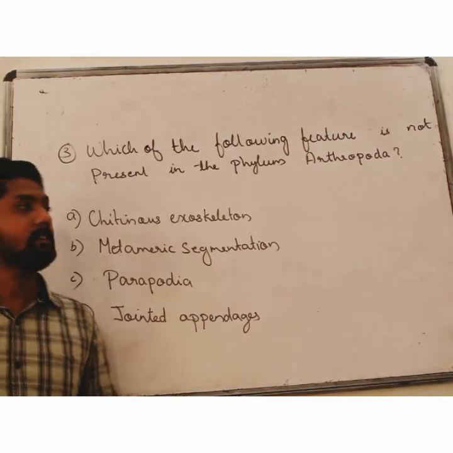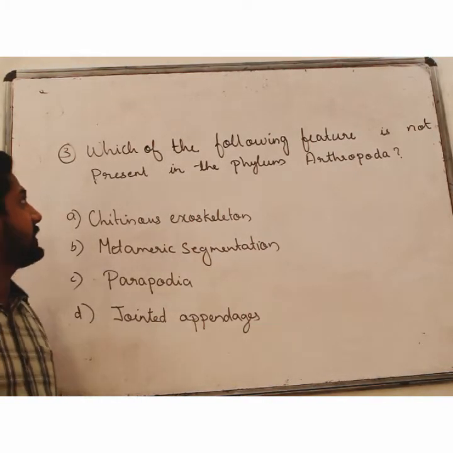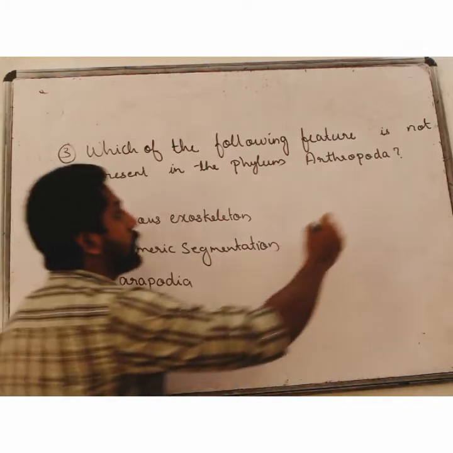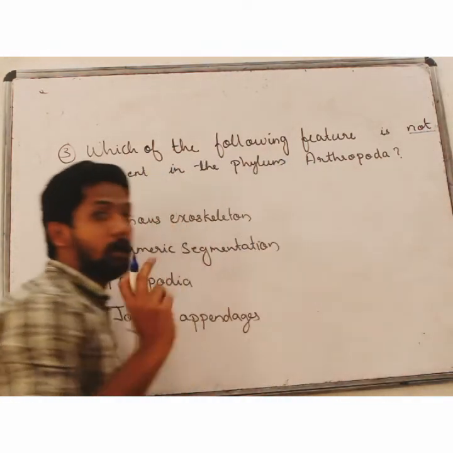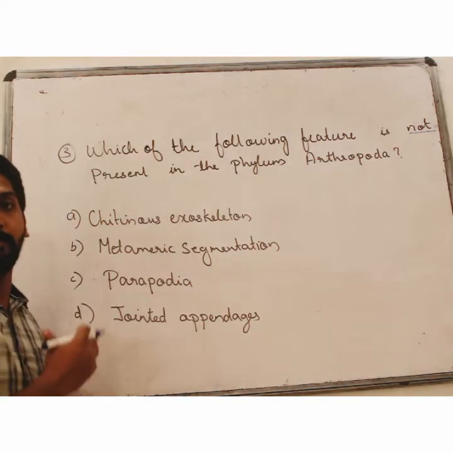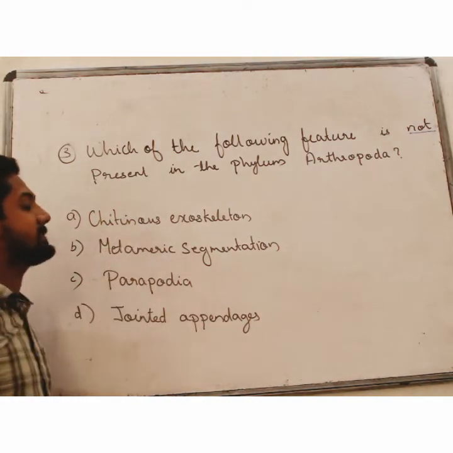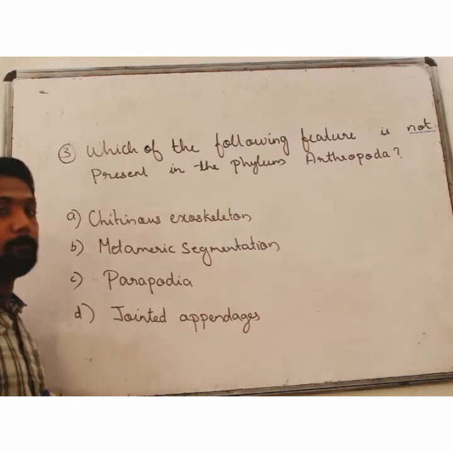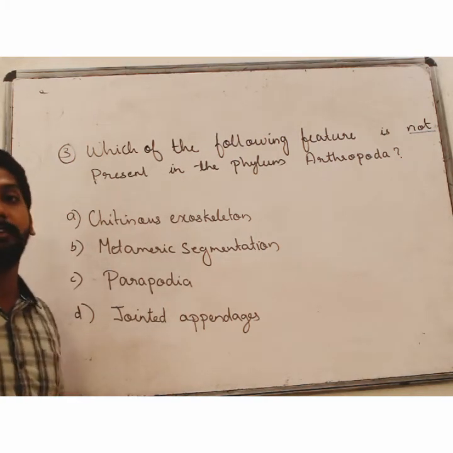Moving to the third question. Which of the following features is not present in the phylum Arthropoda? The question is evident: not present in the phylum Arthropoda. The features are option A, chitinous exoskeleton, option B, metameric segmentation, option C, parapodia, and option D, jointed appendages.